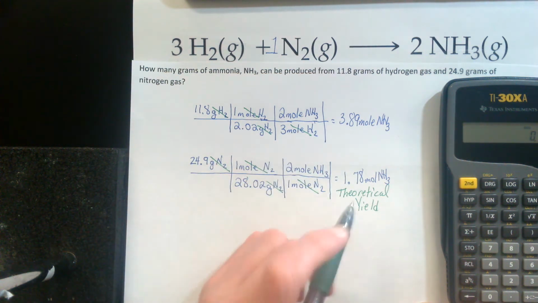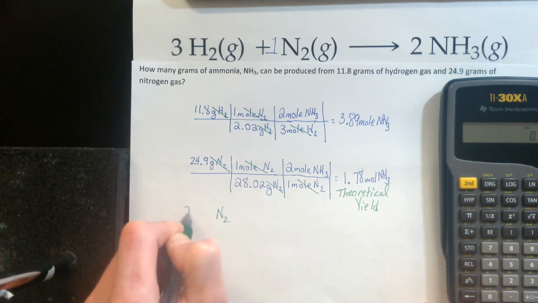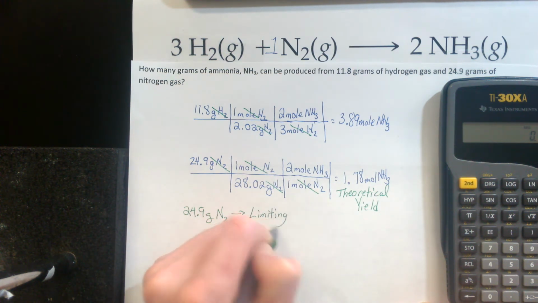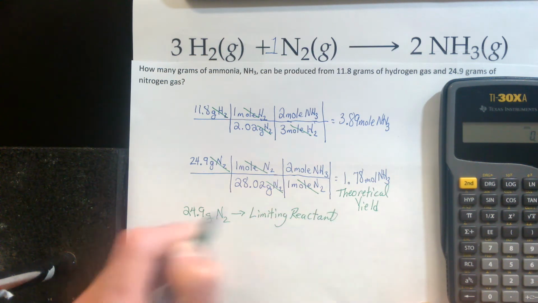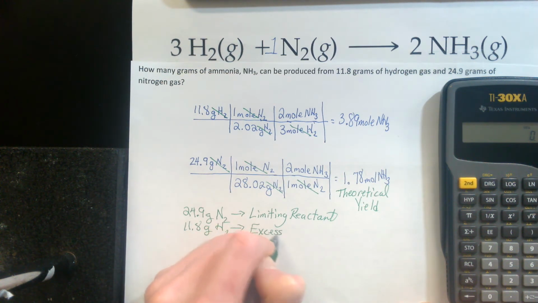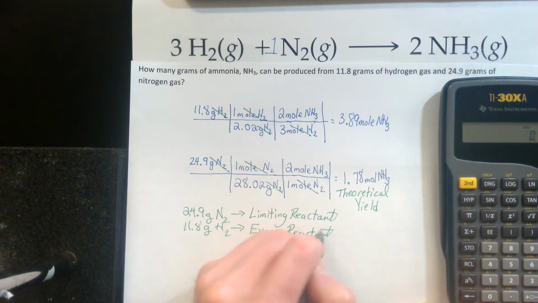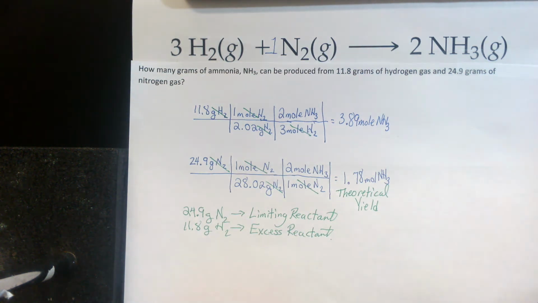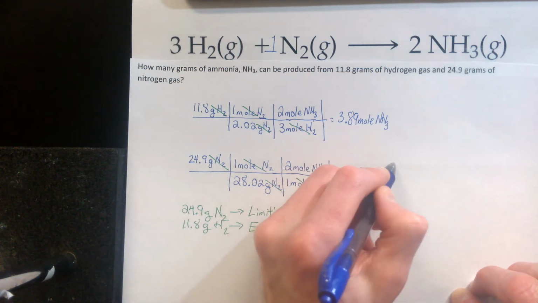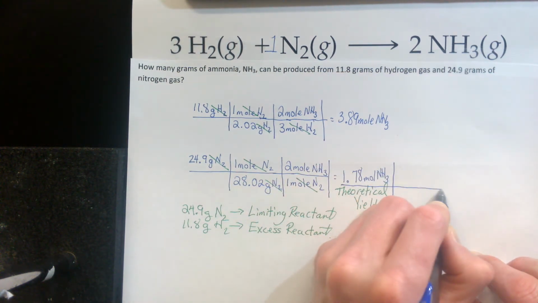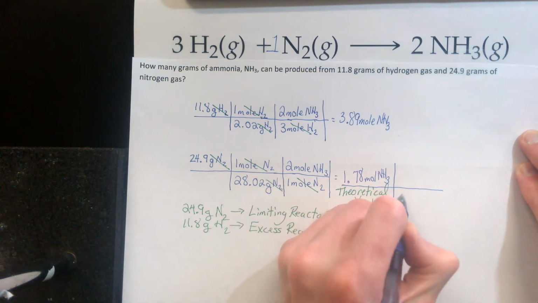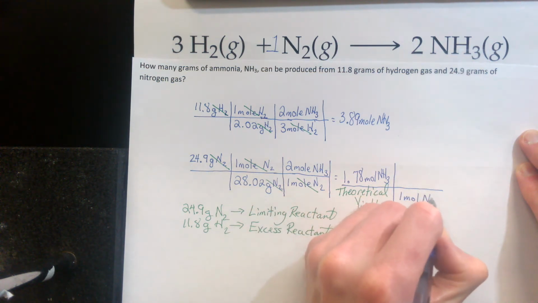We're going to have nitrogen, the 24.9 grams, be defined as our limiting reactant, and the 11.8 grams of hydrogen would be labeled as our excess reactant. Now, let's continue our calculation because the question asks how many grams of ammonia. So let's continue, but we're only going to continue with the 1.78 moles of ammonia potential because we would never produce the 3.89 moles.